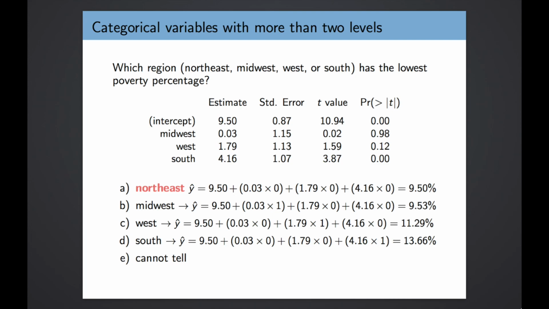So that is sort of a quick and dirty explanation of how we use categorical variables in a linear regression model like this. And that brings us to the end of this lecture on least squares regression.